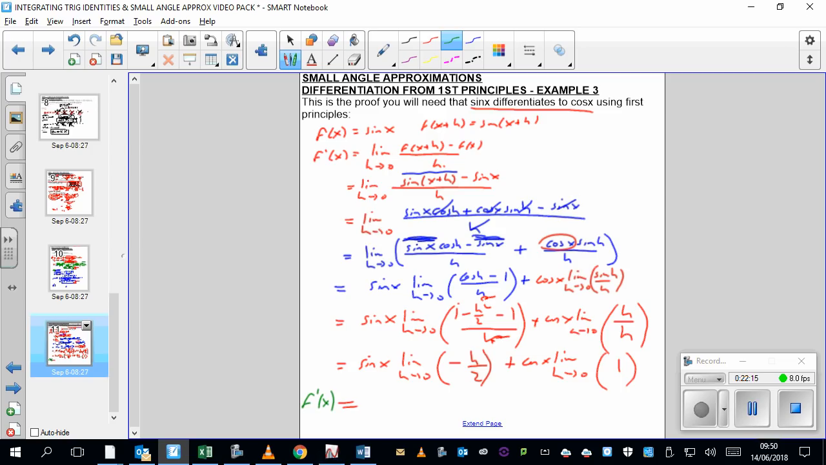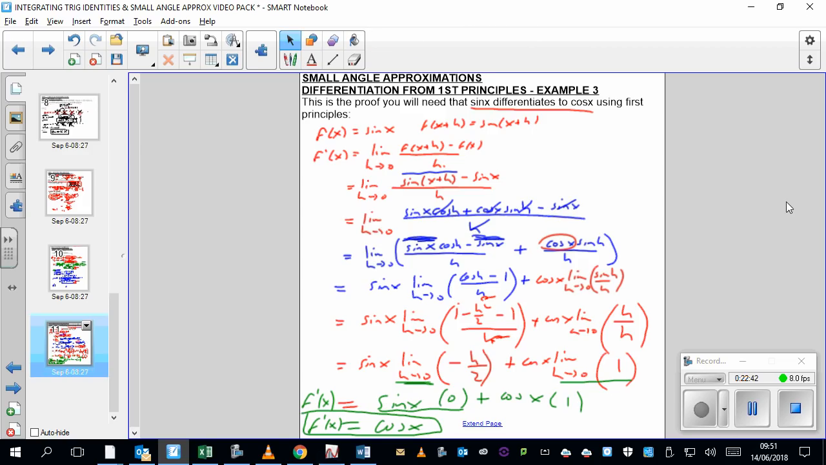So our final line, I'm going to take the limit now. So I've got sine x here. As h tends to 0, I've got minus 0 over 2. So that's just 0, do you see? Plus cos x. H tends to 0 of 1. Well, as h goes to 0, 1 is unaffected, so that's just 1. So can you see this disappears, and you're just left with cos x. Yay! So that's how we would use small angle approximation to differentiate sine to cos.